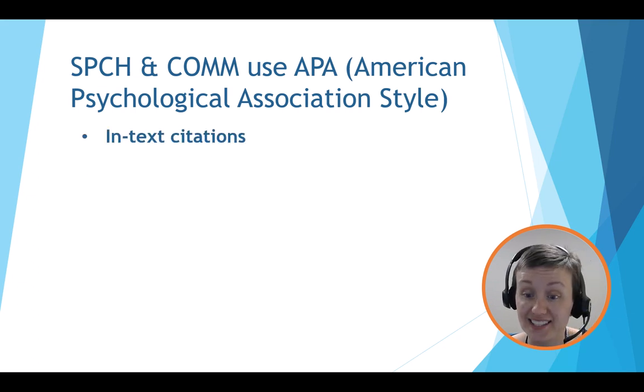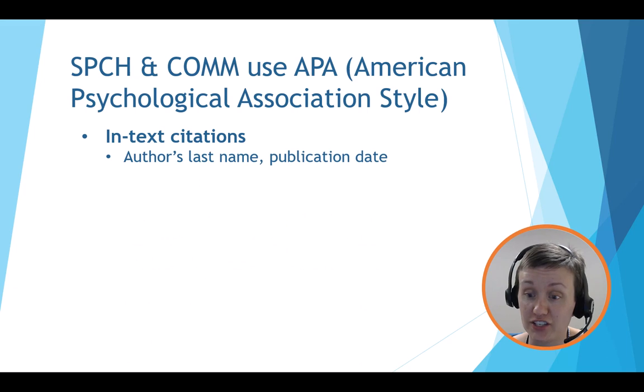In APA style, in-text citations are usually made up of the author's last name, followed by a comma, and then the year of publication. They are inside parentheses, and the period comes after the parentheses. For example, if you were citing this PowerPoint presentation, you would write Kramer, 2023.